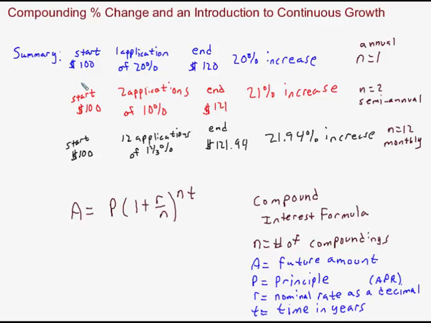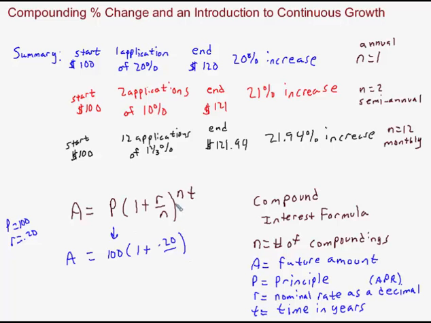So my P would be $100. The question was, how much money would we have in the future if we put that $100 in the bank with a 20% interest rate? That would be a nominal rate as a decimal, which would be 0.20. So in my example, P is 100, R is 0.20. That's called the APR, which is the annual percentage rate or the nominal rate.